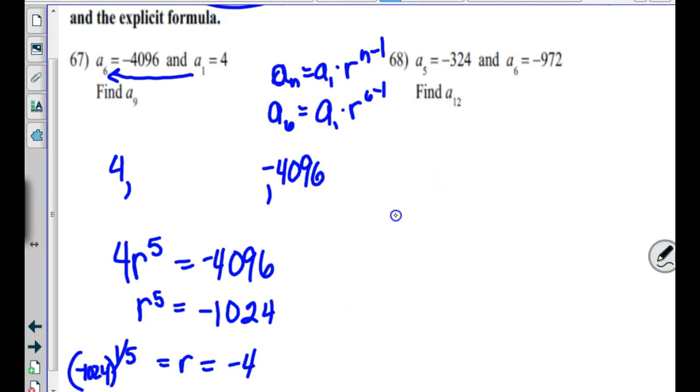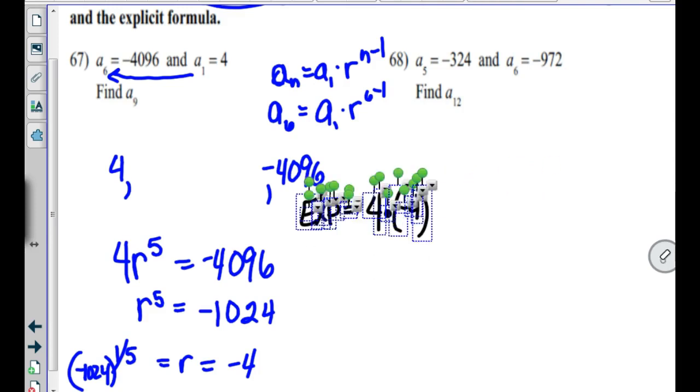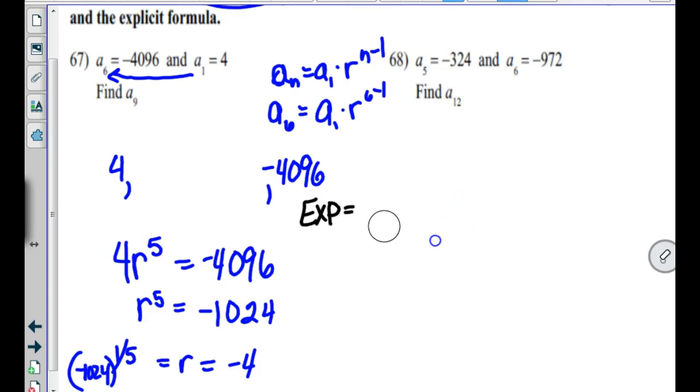All right, so the explicit form would say the first term is 4 and you're multiplying by -4. The explicit would say a sub n equals 4 times -4 to the n minus 1.